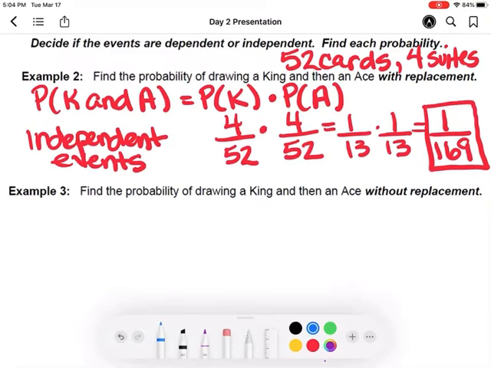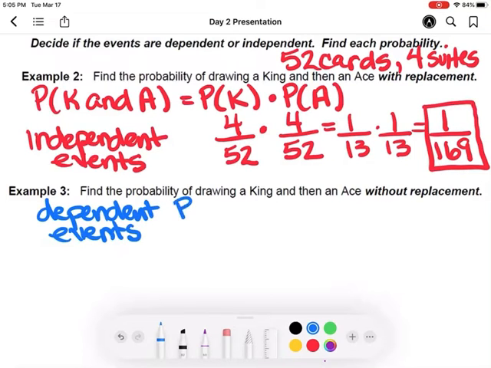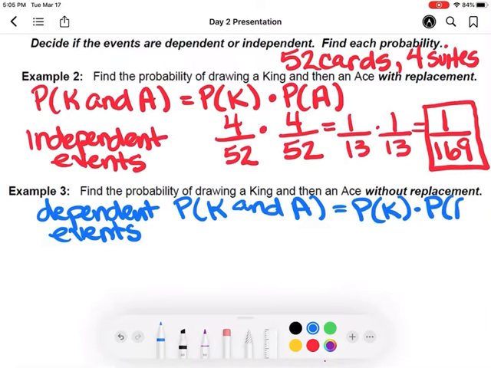Okay, so let's talk about the probability of drawing a king and then an ace without replacement. Without replacement would mean we have dependent events. So now that ace's probability is going to depend on the fact that we didn't put that king back. So again, the same formula applies. The probability of getting a king and an ace is the probability of getting our king times the probability of getting our ace.